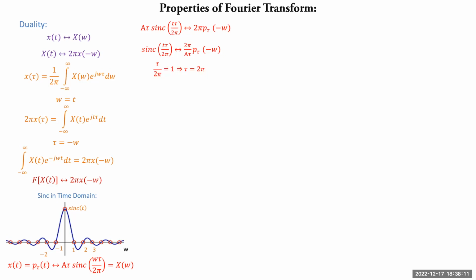After manipulating the terms on both sides and substituting tau by 2 pi equal to 1, you will get the equation: sinc of t is transformable to a pulse function of omega with parameter 2 pi, that is the width of the pulse function in frequency domain. So it shows that the sinc function is transformable to a low pass filter with a cutoff frequency pi. Solving the frequency spectrum of the sinc function is very difficult using the first definition of Fourier transform integration. However, it can be easily computed using the duality property.